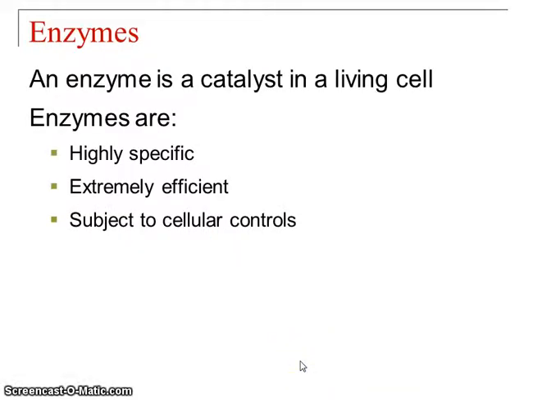Enzymes are an example of proteins that are a catalyst. So remember, those make reactions go faster by lowering the activation energy. They are highly specific. For each reaction, you need a different enzyme. Each enzyme only works for one reaction. They are extremely efficient, increasing the rate of reaction thousands of times to millions of times faster, and are subject to cellular controls. So that's big. We get to control what happens in our bodies and in the cells based on what enzymes are present. We can turn an enzyme on, or we can turn it off to make the reaction occur or not occur.